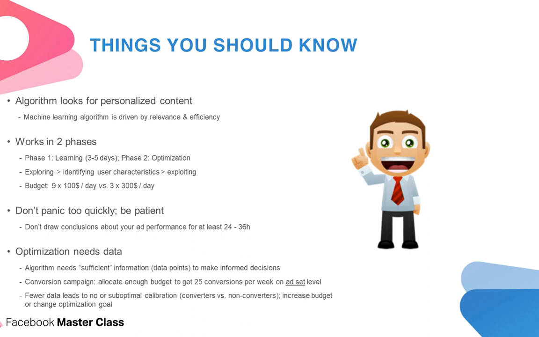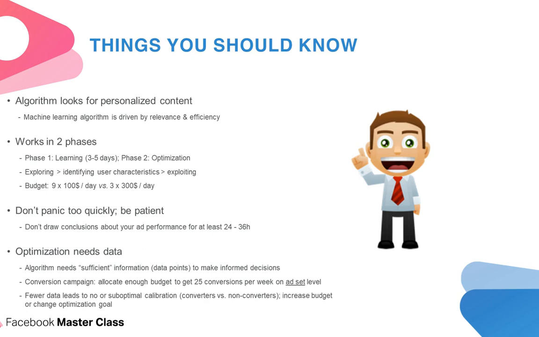Number 4, optimization needs data. I'm quoting Facebook here, the algorithm needs sufficient information, and the technical term here is data points. That doesn't matter what your campaign goal is. So let's say you're running a conversion campaign, you try to gather leads for whatever product. The algorithm needs 3 things to gather a sufficient amount of information: time, sufficient ad spend, and the right optimization goal.